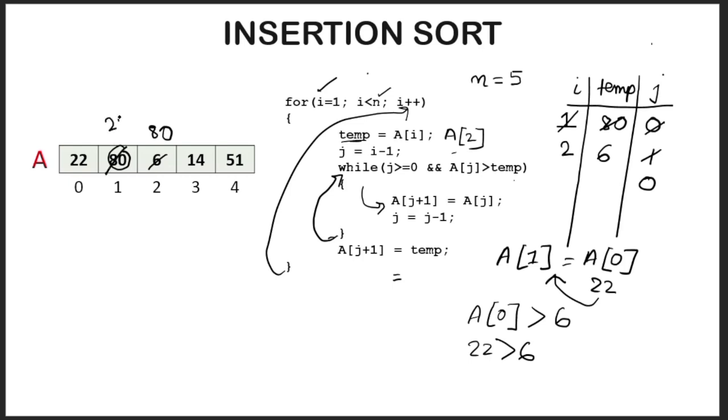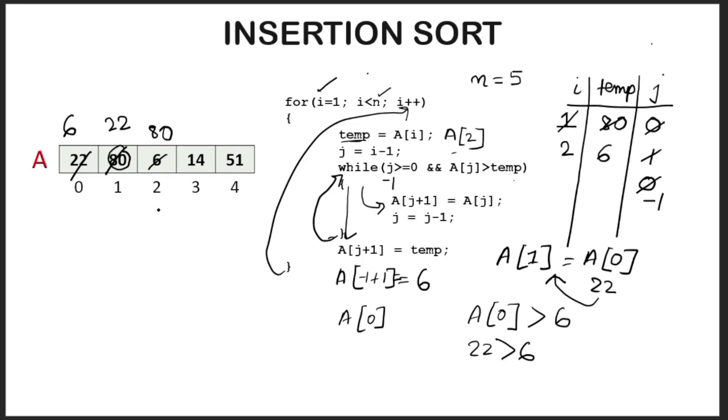So 22 is assigned over here. So now j is equal to j minus 1. So j value becomes minus 1. Now we go to again check the while loop condition. J value is minus 1. Is minus 1 greater than or equal to 0? No. The condition is false. We come out of the while loop. Now what is here? A of j plus 1, that is minus 1 plus 1, is equal to temp. Temp is your 6. So A of 0 is your 6. So 6 comes over here.